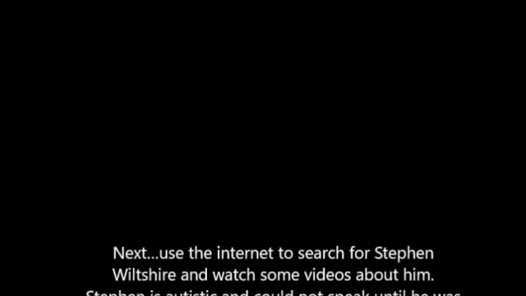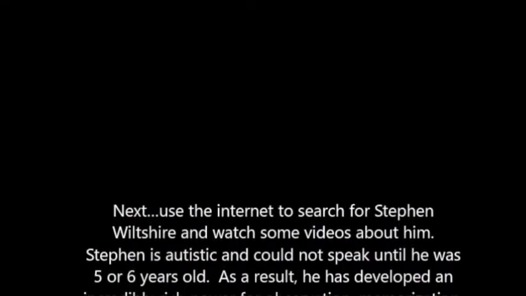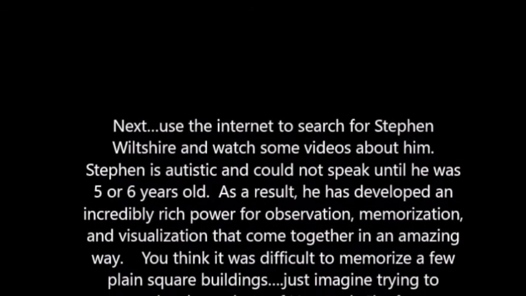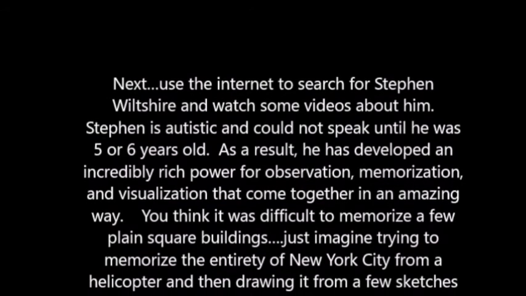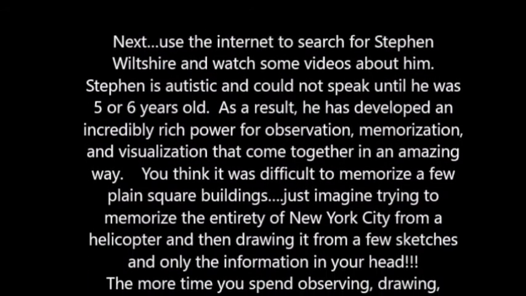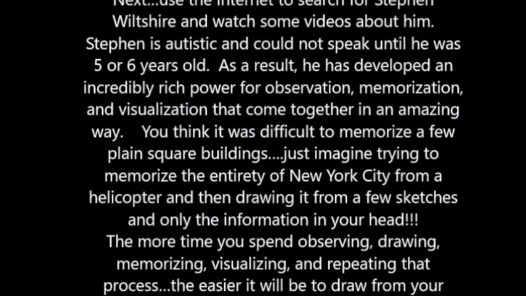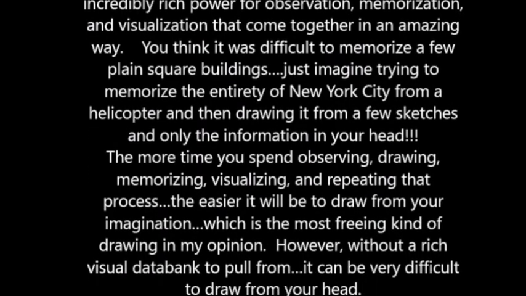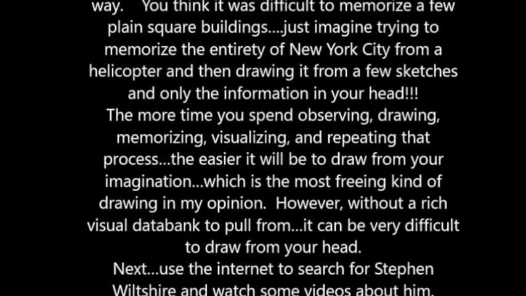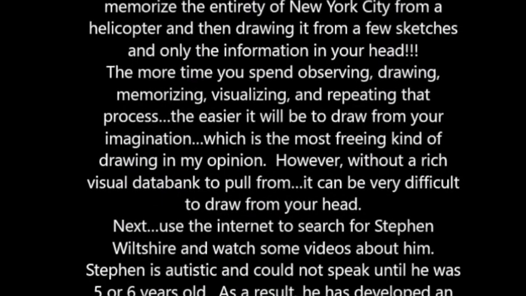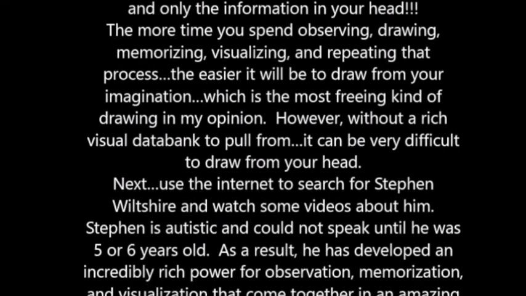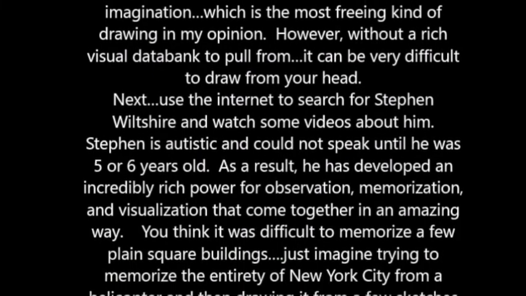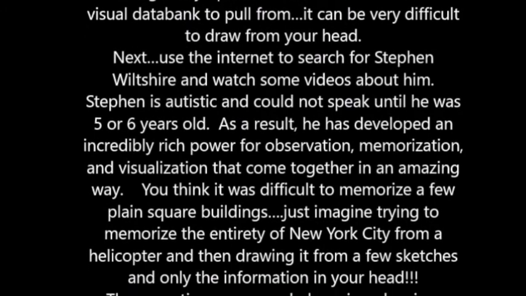Next, I would like you to use the internet to search for artist Stephen Wiltshire and watch some videos about him. Stephen is autistic and could not speak until he was nearly 5 years old. As a result, he has developed an incredibly rich power for observation, memorization, and visualization that come together in an amazing way. You think it was difficult to memorize a few plain square buildings? Just imagine trying to memorize the entirety of New York City from a helicopter and then drawing it from a few sketches and only the information in your head.